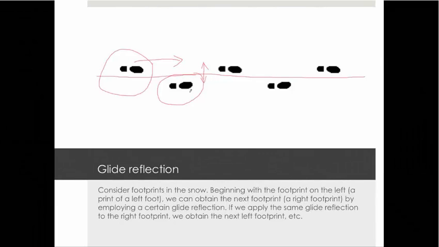Now we can do the same thing again. We can take this same vector, apply it to this right footprint, and then reflect, and we'll get this new left footprint. You see, the result of applying this glide reflection twice is really to give us just the same thing as if we had applied a translation, but not translation by that shorter vector. It's actually translation by something twice as long.